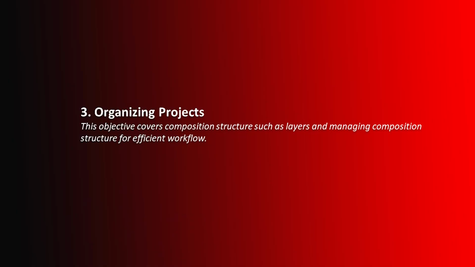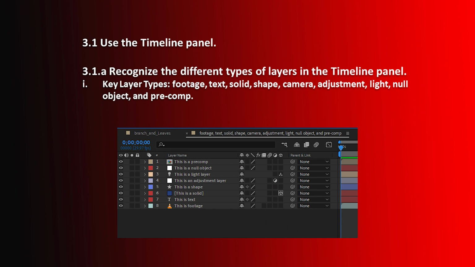I'm Luisa Winters. In this video, I'd like to start with Objective 3. Objective 3 is about the composition structure, such as layers, managing the compositions, and having efficient workflows. And I'd like to start by going over Objective 3.1a, which is to recognize the different types of layers in the timeline panel. So let's go into After Effects and let's get started.